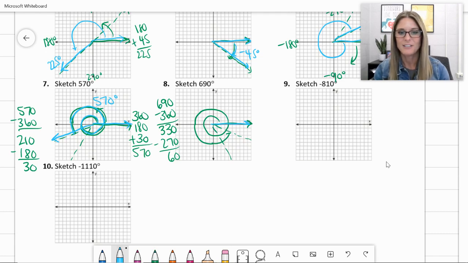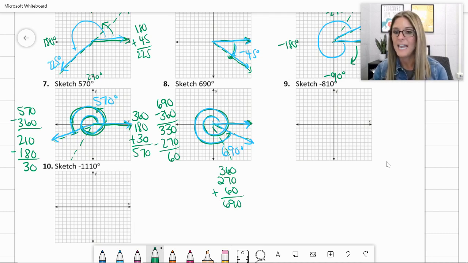So we start in our standard position. We did a full circle, 360, plus 270, plus another 60 takes us to this position for a full 690 degrees. I'm going to write it one more time. We did 360 plus 270 plus 60 more degrees took us to the full 690.